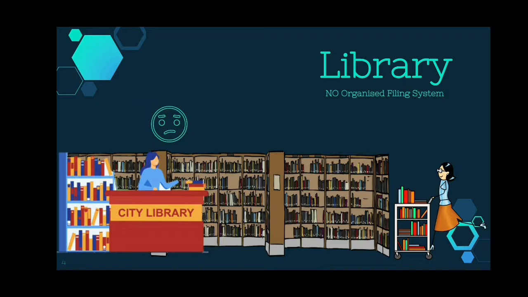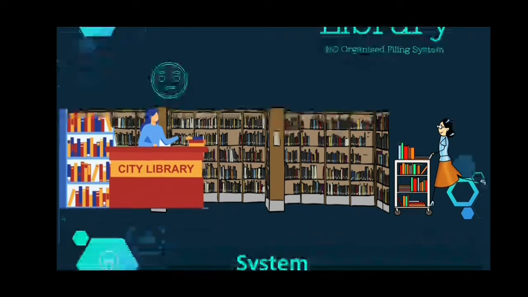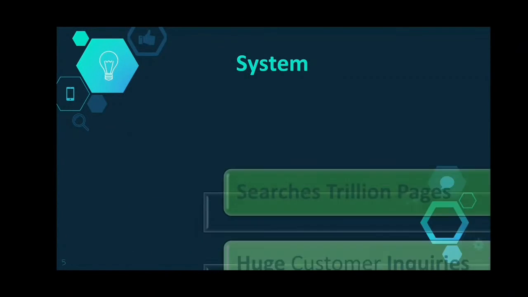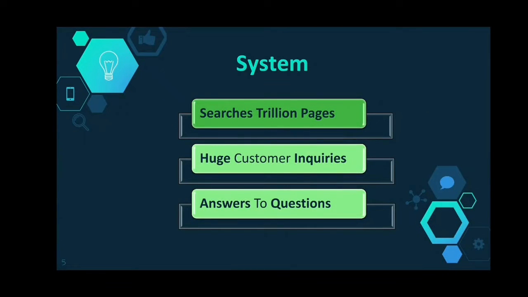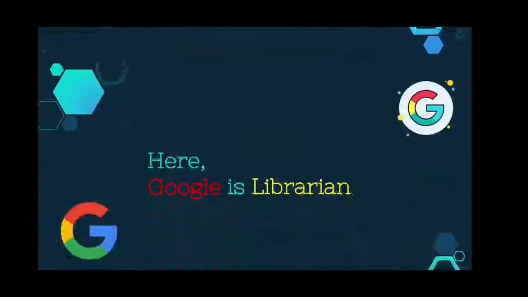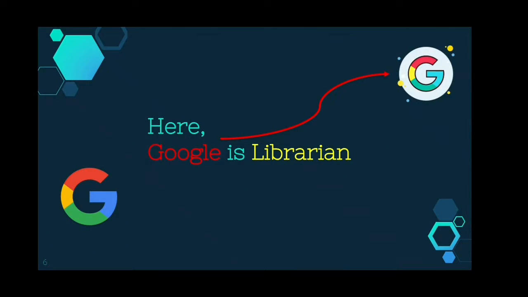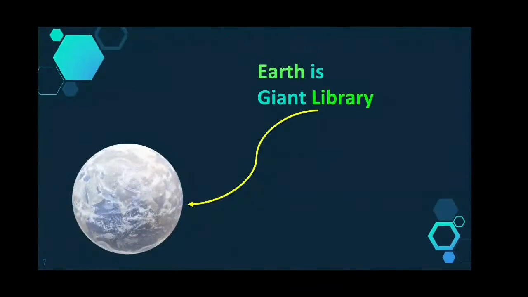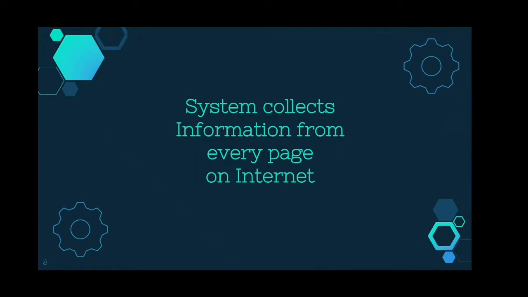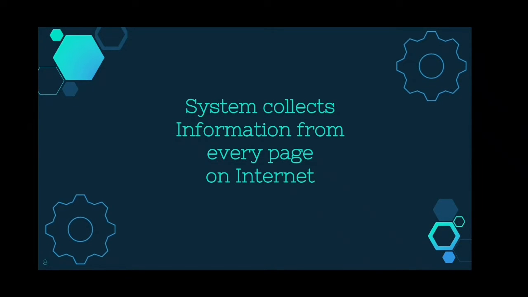In such cases, what you need is a system. A system that can search trillions of pages in answer to each question and can respond to huge customer inquiries every day. And now in this case, Google is the librarian and Earth is a giant library. Google also has a system, the system that collects data from each and every page on the internet.